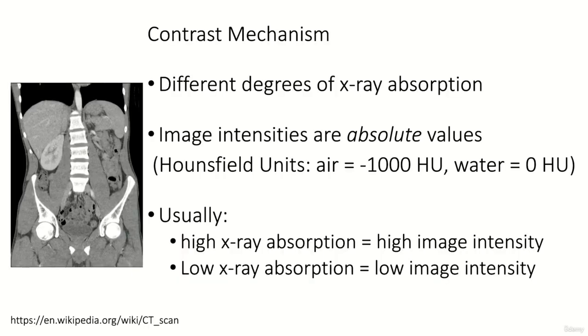Similar to projection radiography, the image contrast in CT scans is generated by different degrees of X-ray absorption. In contrast to normal X-ray images, the degree of X-ray absorption and thus the image intensity can be quantified in absolute values called Hounsfield units. As an example, air has -1000 HU and water has a Hounsfield unit of 0. Usually, high X-ray absorption leads to high image intensity, whereas low absorption leads to low intensity. Typically, CT scans are never inverted.